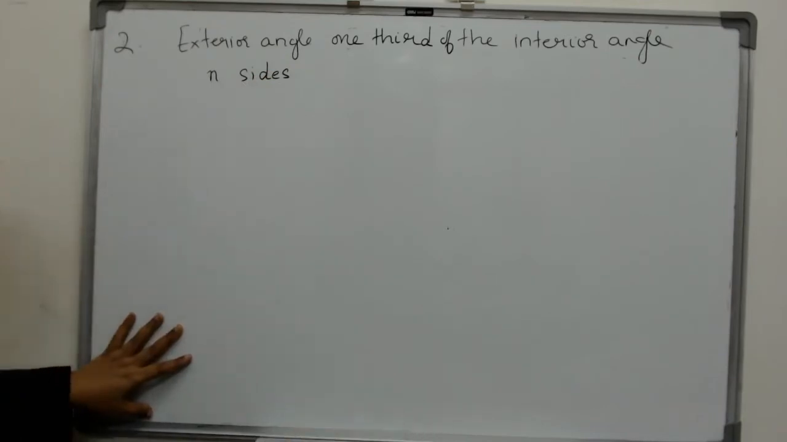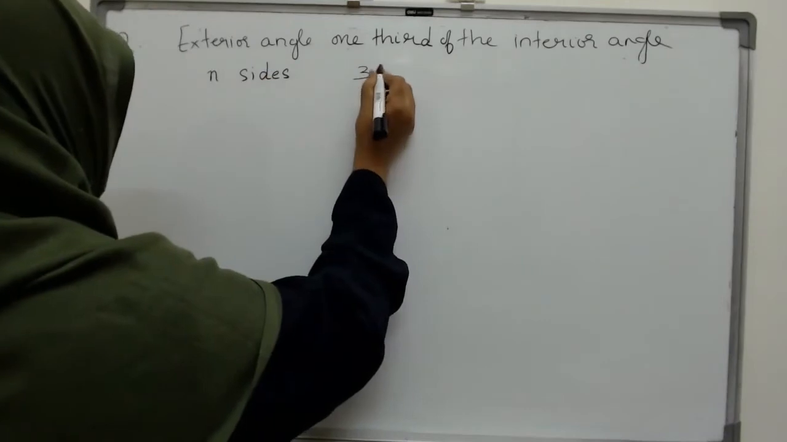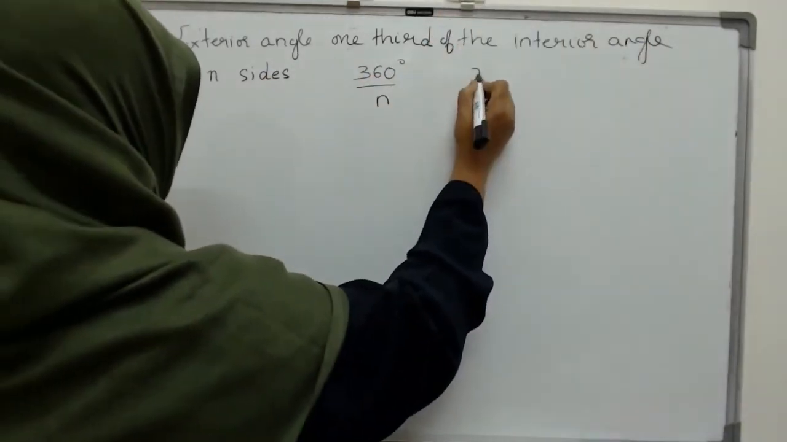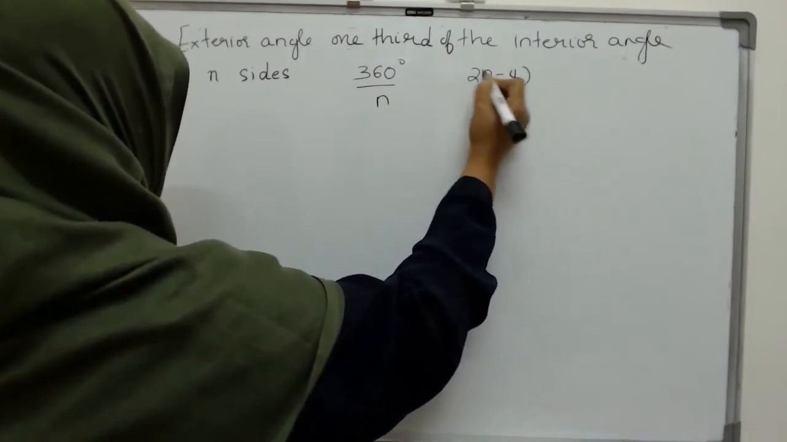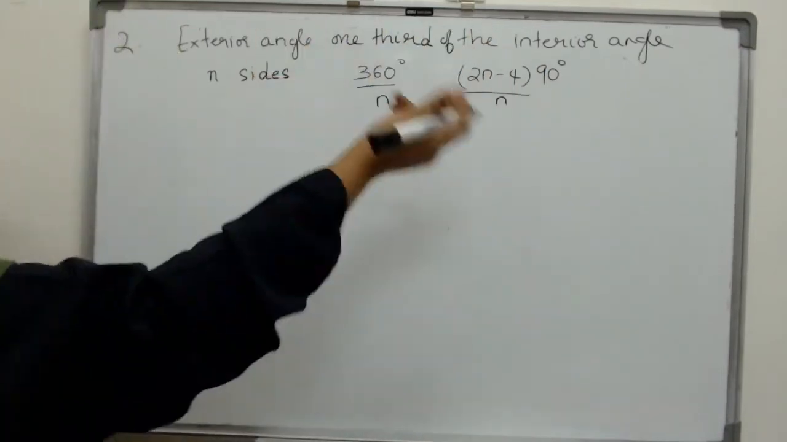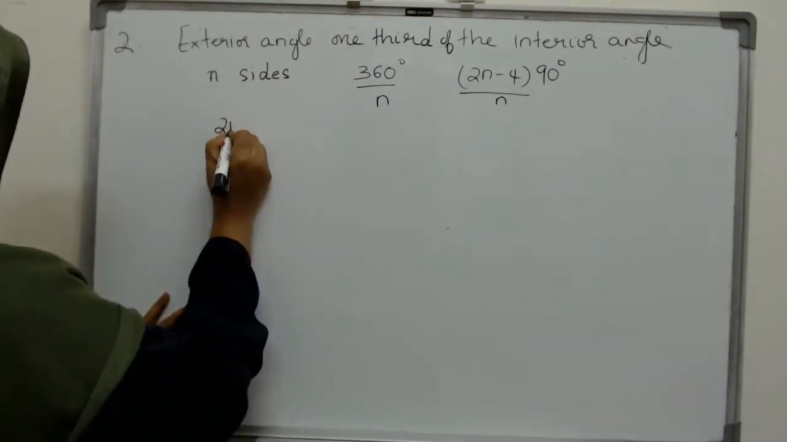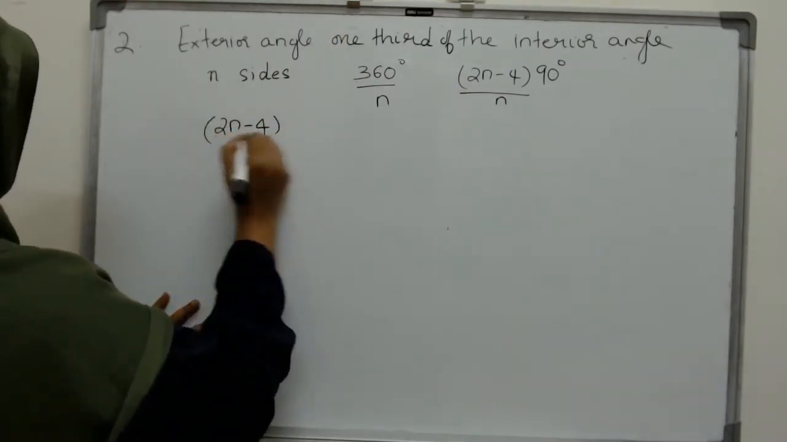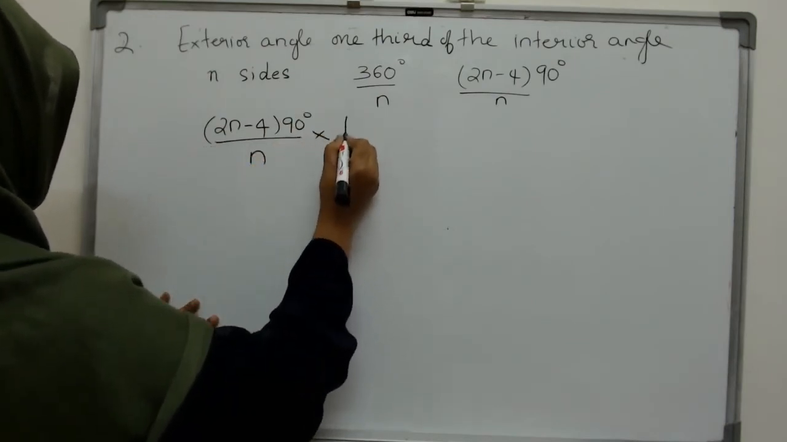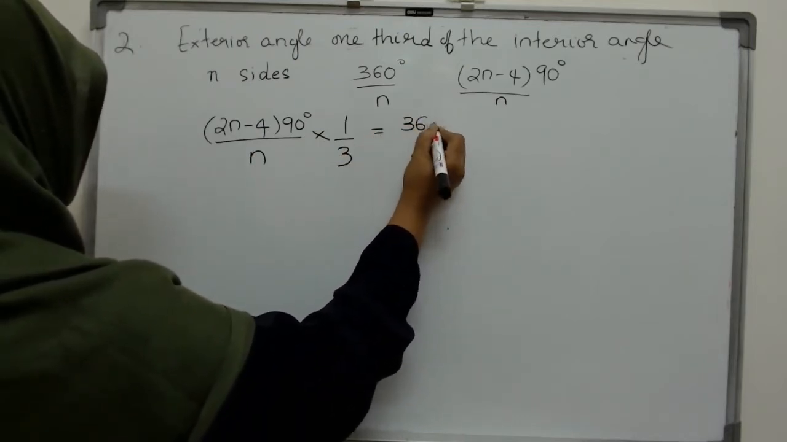It's a regular polygon, so that means we know what each angle is. Each exterior angle will be 360 degrees by n. And each interior angle will be (2n minus 4) into 90 degrees divided by n. And what is the information you have? The exterior angle is 1/3 of this. That means if the interior angle is this, 1/3 of the interior angle gives us the exterior angle.